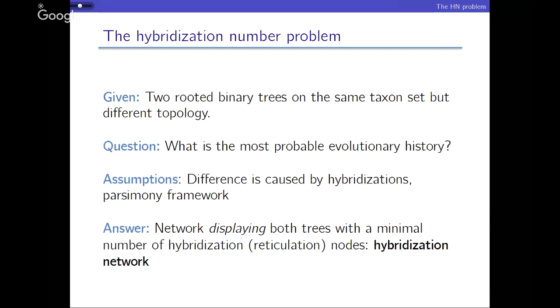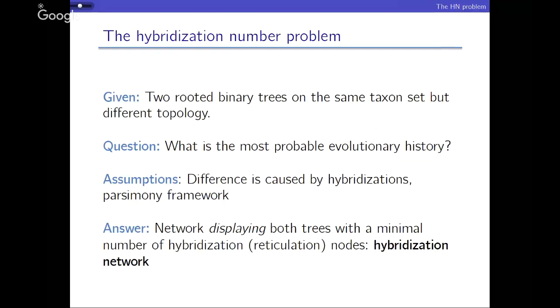I think that the most known and studied of the combinatorial methods for phylogenetic network reconstruction is probably the hybridization number problem that I stated in this slide. We are given two rooted binary trees on the same taxon set but with different topologies. What we look for is the most probable evolutionary history under the assumption that we are in the parsimony framework and all differences between the two trees are caused by hybridization. Mathematically, we are looking for a phylogenetic network that displays both trees and has a minimal number of hybridization or reticulation nodes. I use both terms interchangeably. And this is what we call a hybridization network.